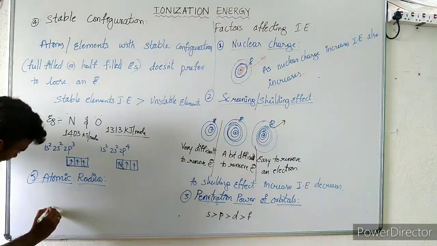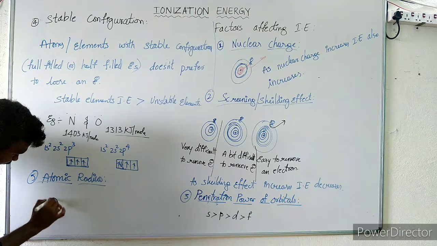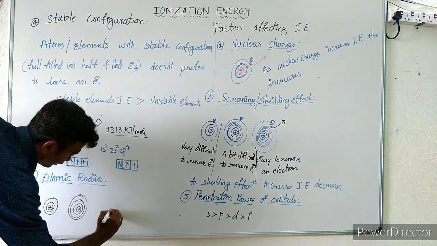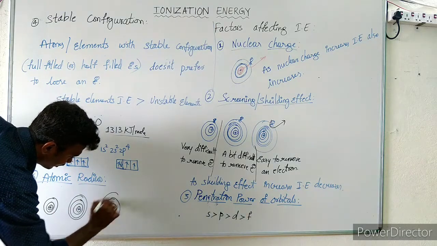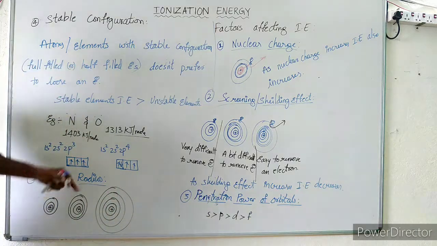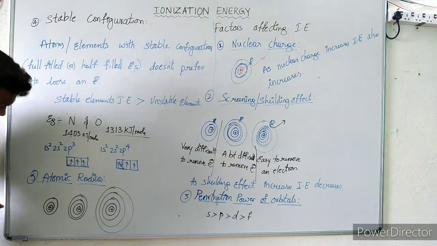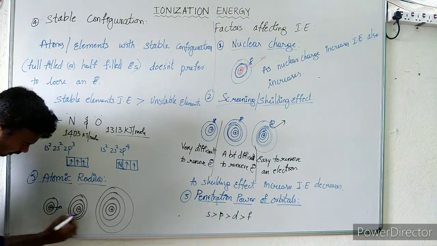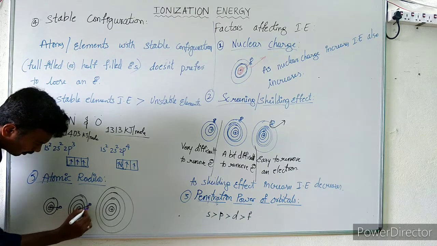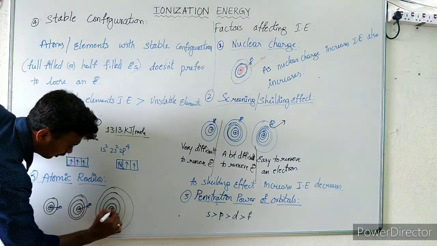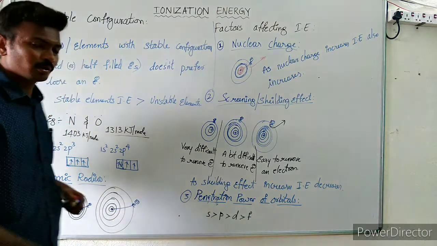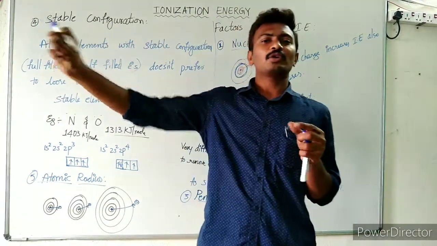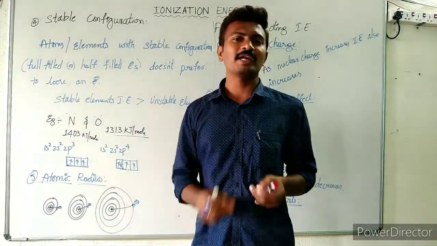See, if you take an element with small size, and if you take an element with somewhat bigger size, and if you take an element with still bigger size, see in these 3 elements the difference, the distance from the nucleus to the outermost valence electron is somewhat less here. Here in this case it is greater, and from here to here it is still greater. So as the atomic radius increases, the distance from the nucleus to the outermost valence electron will be increasing.